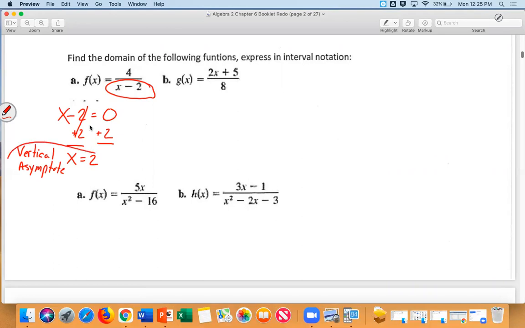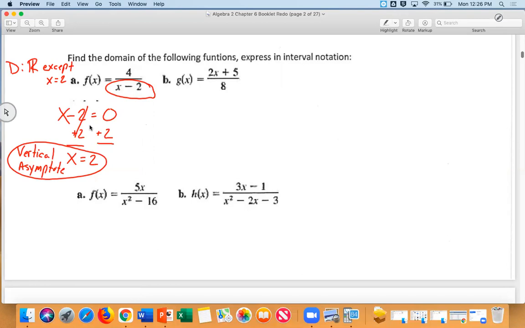This is where my graph will get to, but never actually touch. It's not a part of my domain, because we're talking about x values. So my domain here would be all reals except x equals 2. x can't be 2, because when x is 2, notice I have 4 over 2 minus 2. 2 minus 2 is 0, and I can't divide by 0. Do you guys see that now? Kind of makes sense.